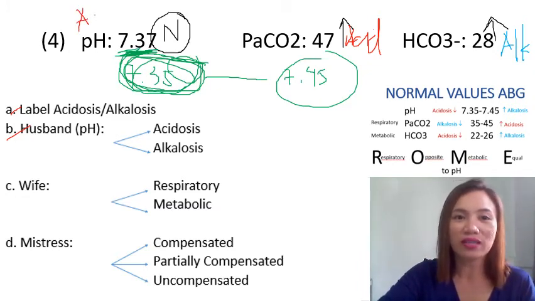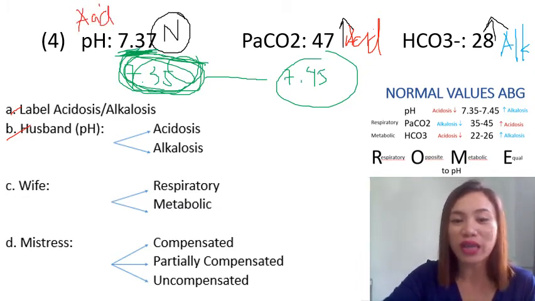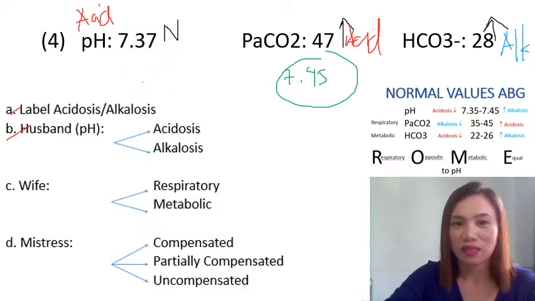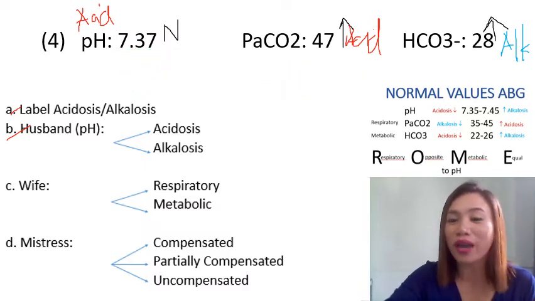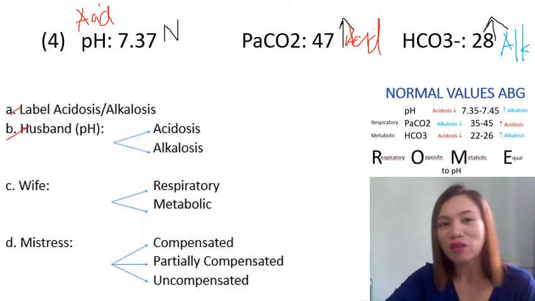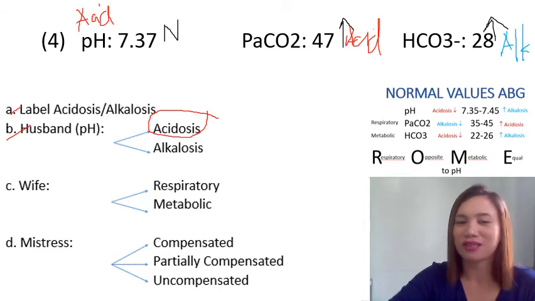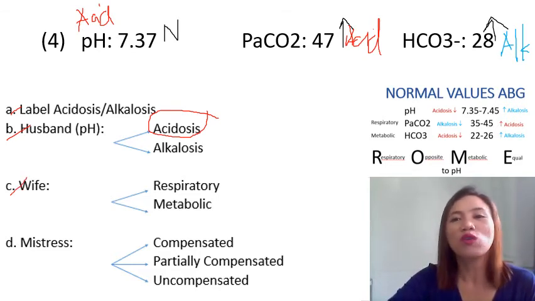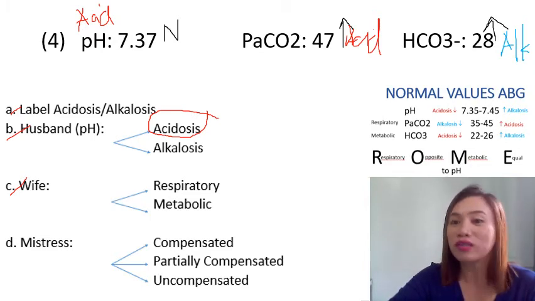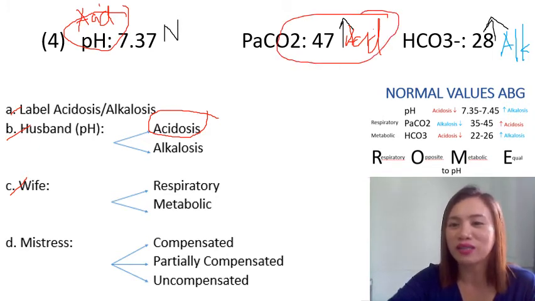Just put a note there, acid. It's closer to the acid. So that's how we identify. So your 7.37, though normal, it's closer to the acid. Therefore, we encircle acidosis. And then let's look at the wife. So now that we have a value here in your pH, who is the wife? Your carbon dioxide is the wife, the respiratory.